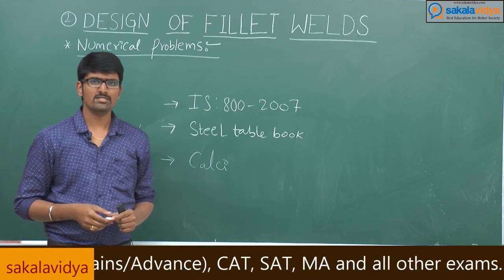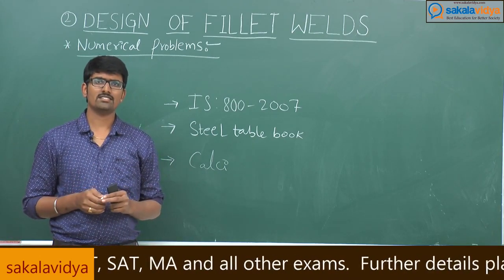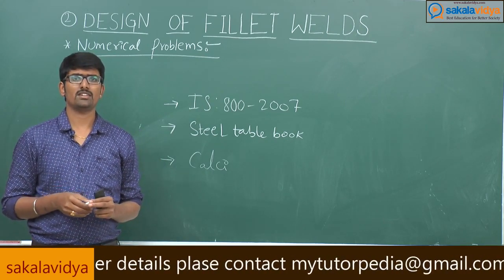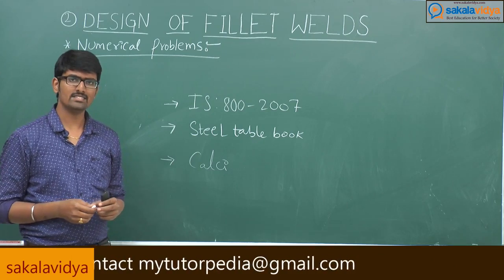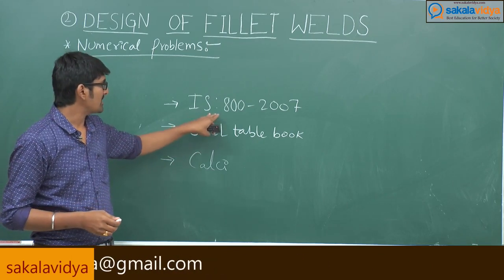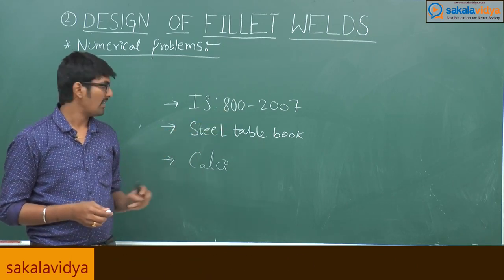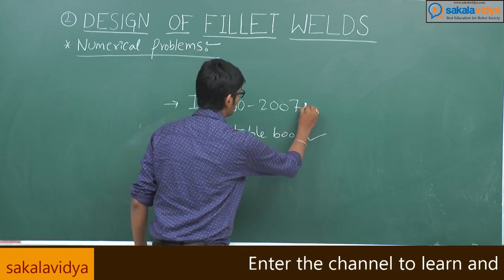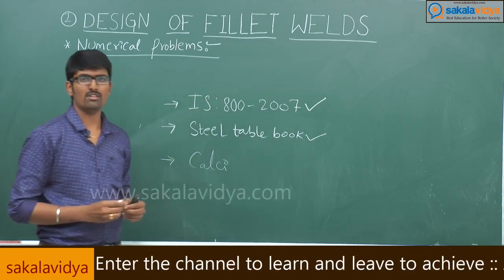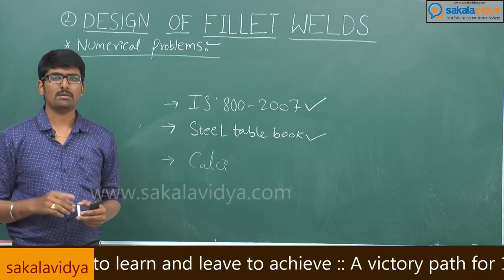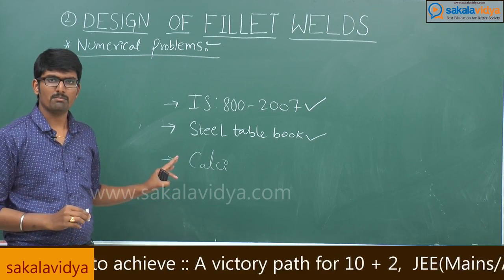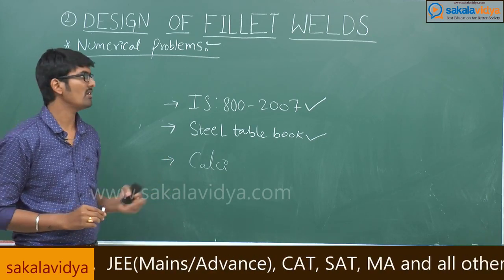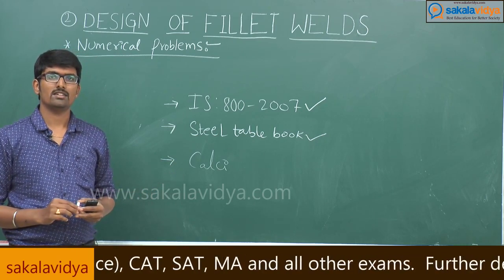Not only design of fillet welds, in design of steel structures, everything you have to design. So, we come across so many problems in further sessions. Please get your IS 800 2007 code book and your steel table book. They are very important to solve all the problems in upcoming sessions. Please get ready with these three things, then only we can easily solve all the numerical problems. Is it clear?